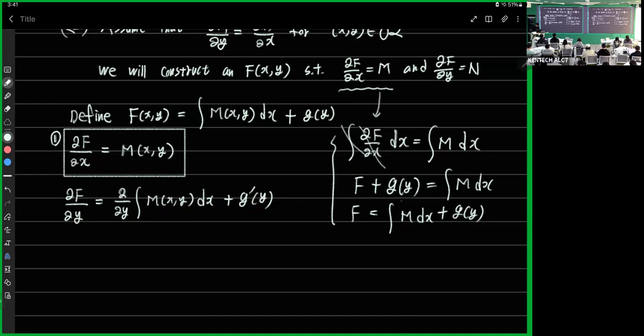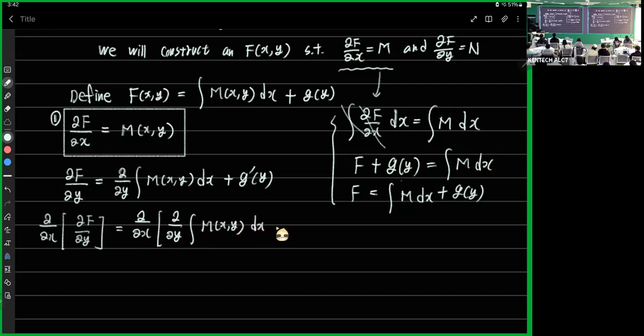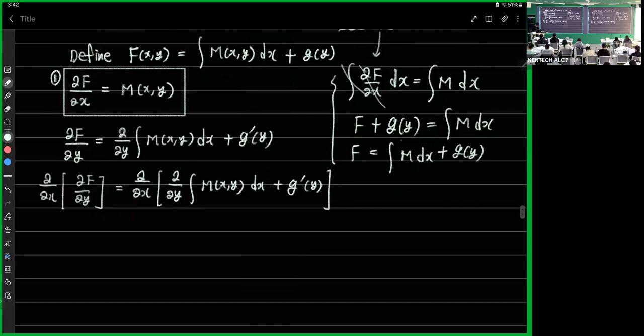So now what are you gonna do? Here we're gonna take the derivative, partial f partial y on both sides: partial partial y of the integral of m of x comma y dx, and then plus g prime of y. Okay, so look at the right-hand side.